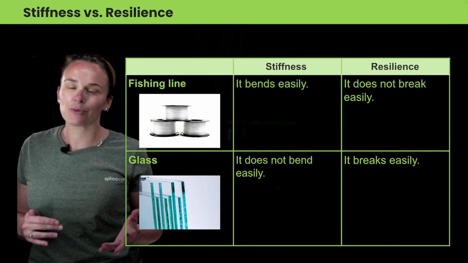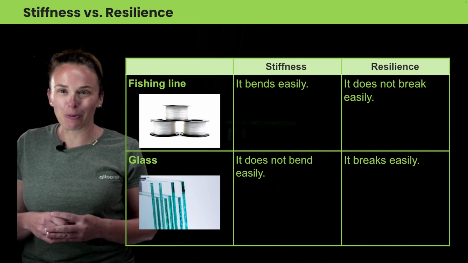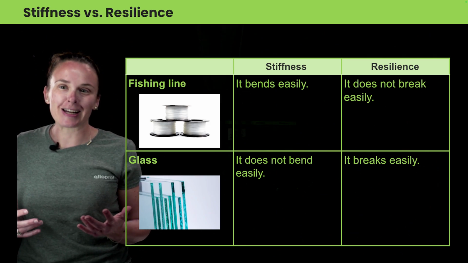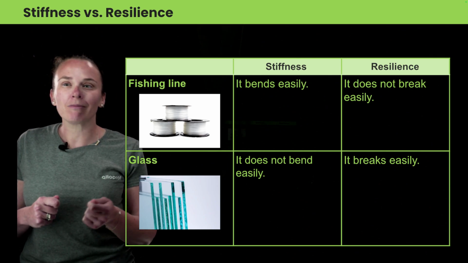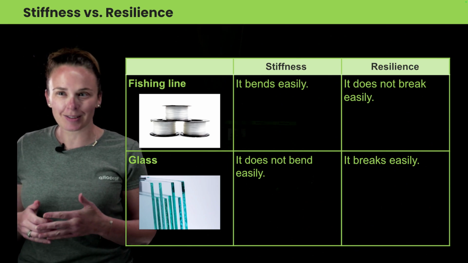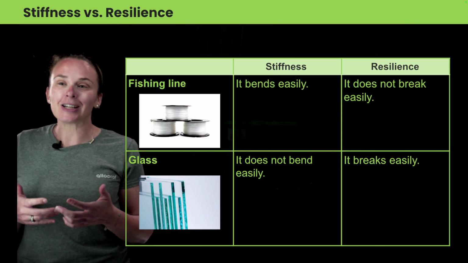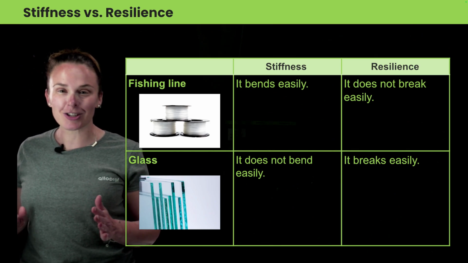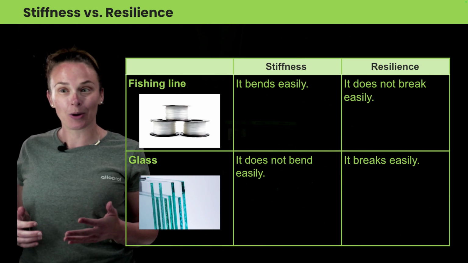Oftentimes, stiffness and resilience can get kind of confusing. So here's a table to help you out with the difference between the two. So we have fishing line, and fishing line, as you can see, is wrapped around the spool, and it can bend quite easily. So it is not considered to be stiff. But as we know, fishing line is meant to reel in really big fish, not just little itty bitty fish. And so it is not supposed to break easily either. So it is quite resilient.